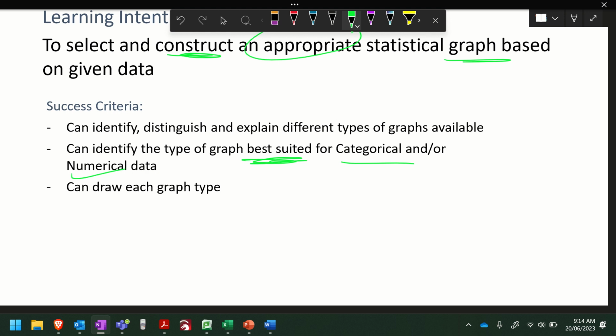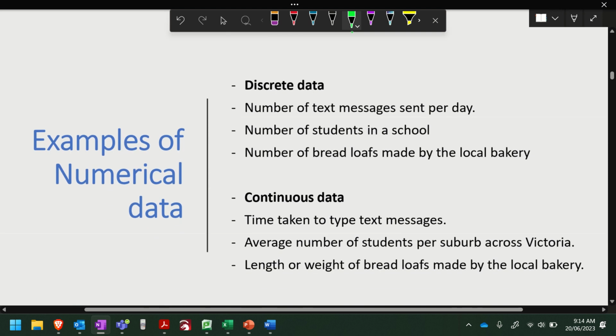Okay, what's better? Is it better to use a frequency table or is it better to use a stem and leaf plot, depending on what you have? Okay. And then I want you to be able to draw every type of graph that we're going to go through today. All right, so let's get into it.